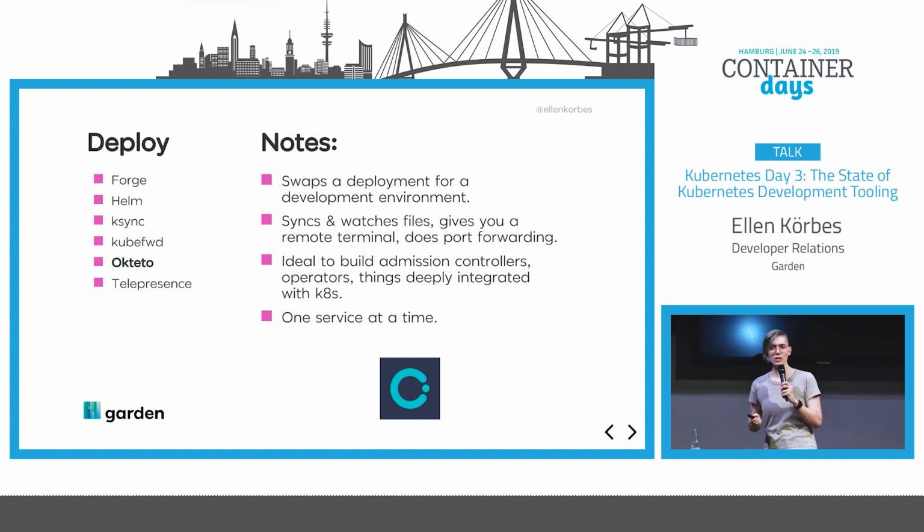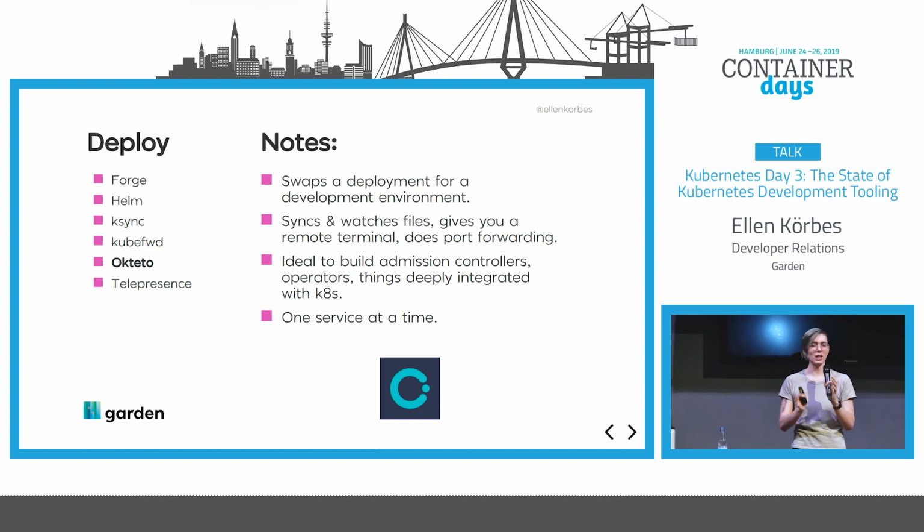So what they do is they take a pod inside your cluster and they kind of do a switcheroo in that pod, and they replace that pod with something else. Octeto replaces that pod with a development environment. That's what they call it. I don't really know the precise details, but basically it syncs files. It gives you a terminal that is inside that pod. It does port forwarding, that kind of stuff. And this is kind of what the next tool, Telepresence, does.